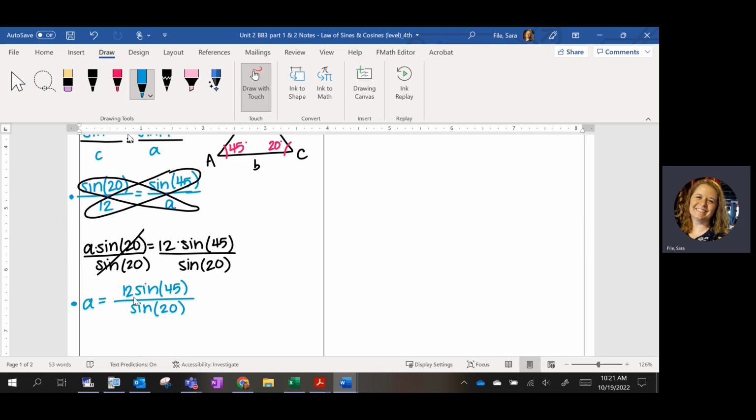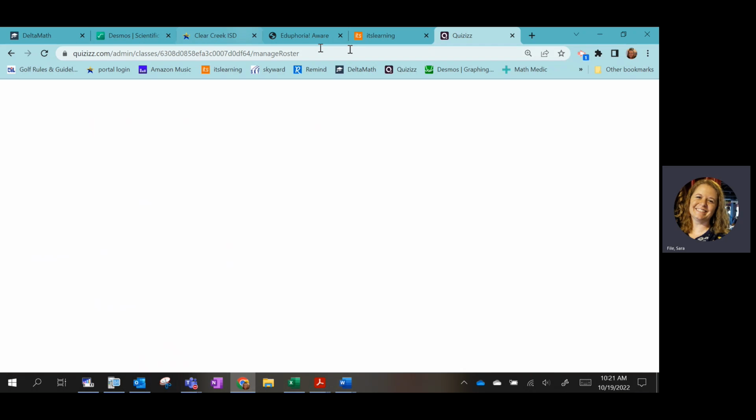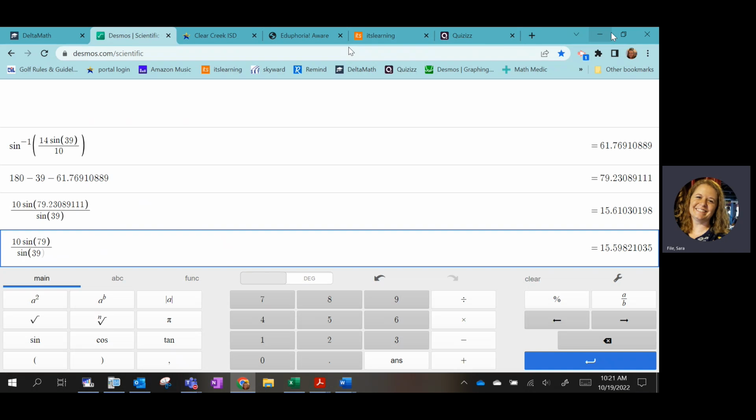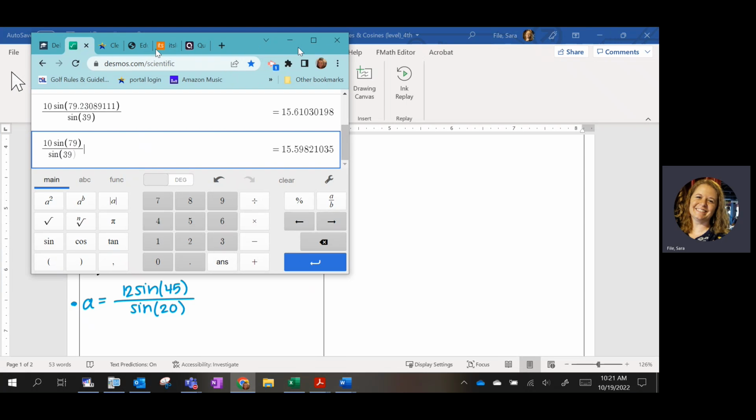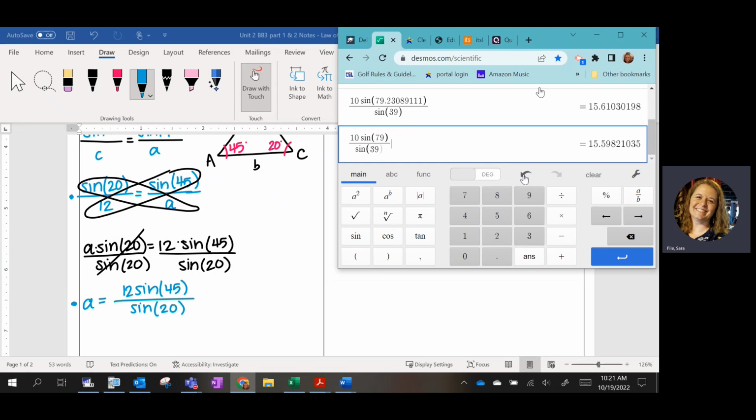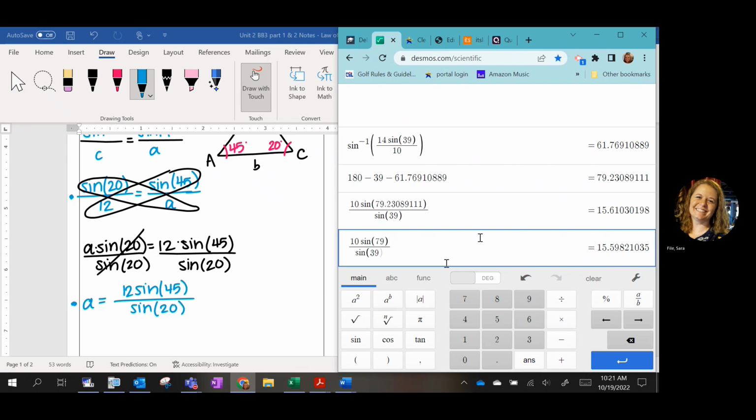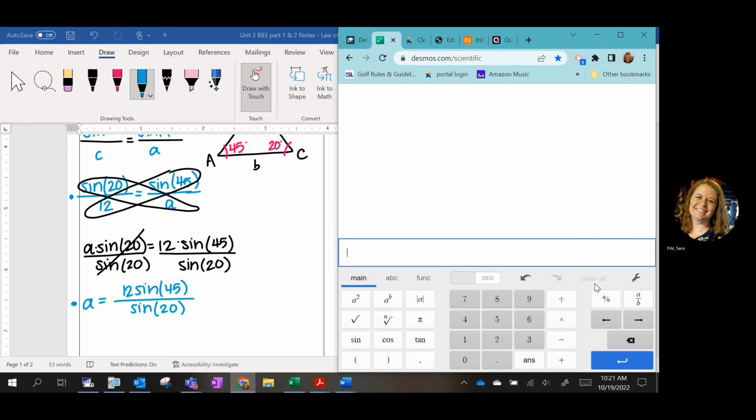Now it's just a calculator question. You do need to be sure your calculator's in what mode? Degree mode. I'm going to show y'all using the Desmos Scientific because this is what you're going to have when you test. This is what the calculator looks like in Aware, built into Aware. So let me clear that out. We want to make sure DEG is showing there so that you're in degree mode. Then you can see your keyboard down here and what it looks like.